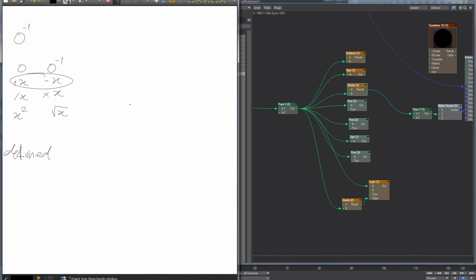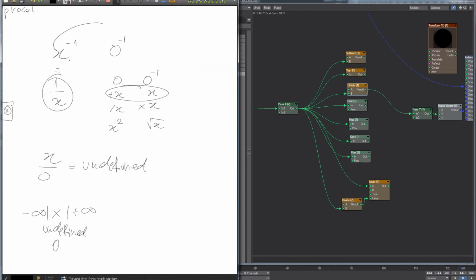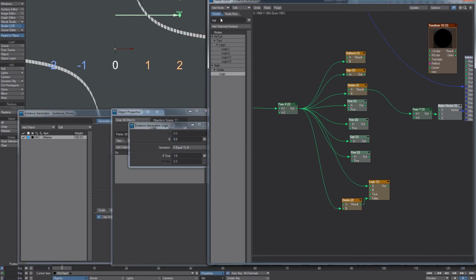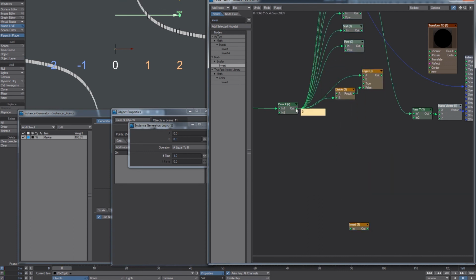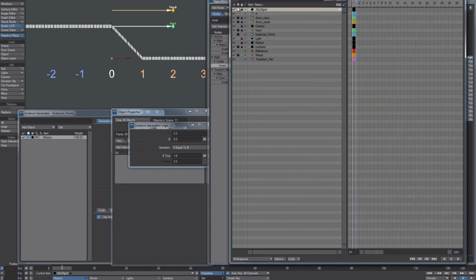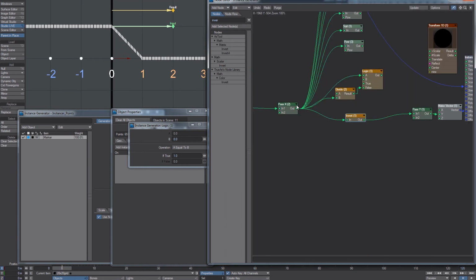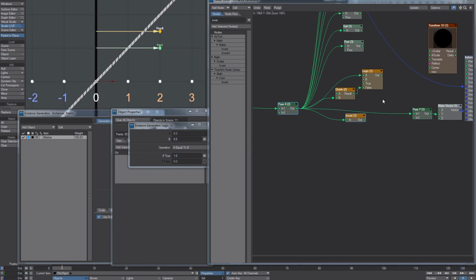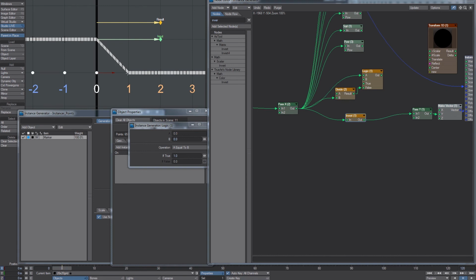Another thing about inversion: I talked about this notation here, but we have a node in Lightwave called invert. We have this scalar invert node, and it doesn't look like anything that I've talked about up to now. So it looks like this. Let me put the grid up again. This is my neutral graph, and this is what invert does to it. It goes like this: at 0, I get 1. At 1, I get 0. And beyond that, the values are clamped.